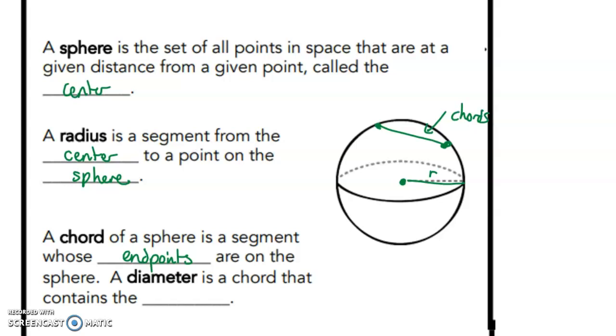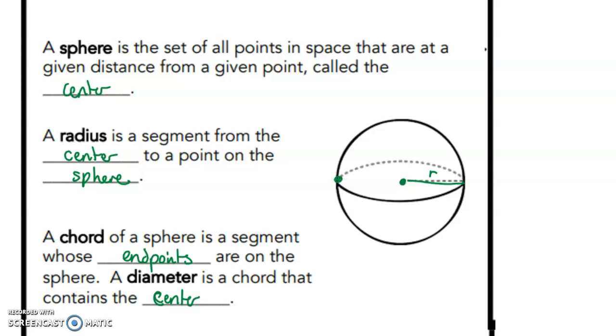And then obviously the diameter is a chord because it goes from an edge of the sphere to another edge of the outer edge of the sphere. And it is a chord that contains the center. So if you are talking about the diameter, then that would be from one edge to the other edge, but going through the center like that.